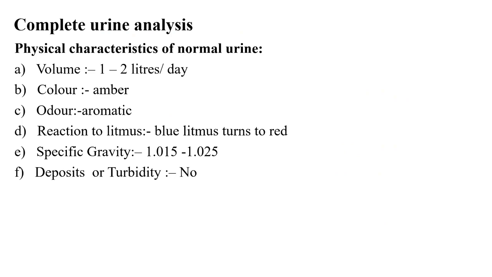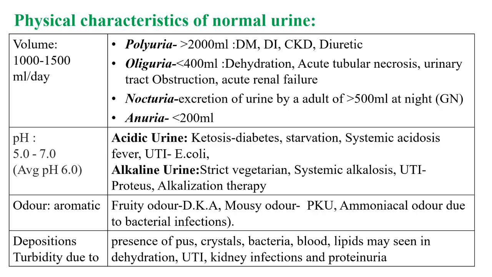Odor: normal freshly voided urine has an aromatic odor, meaning smell. Reaction to litmus: blue litmus turns red. Specific gravity is between 1.015 and 1.025. In fresh urine, no deposits or turbidity are seen.